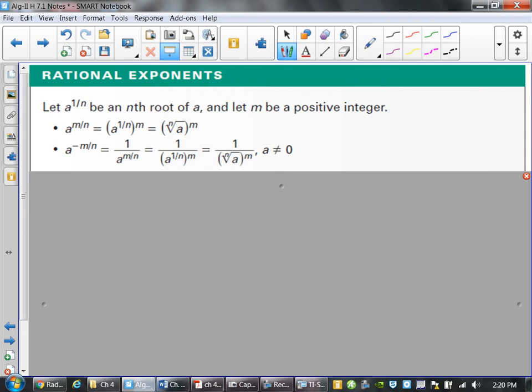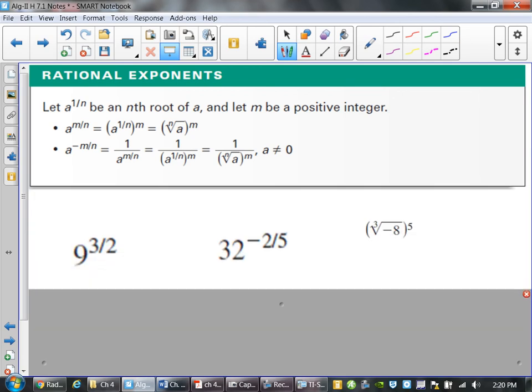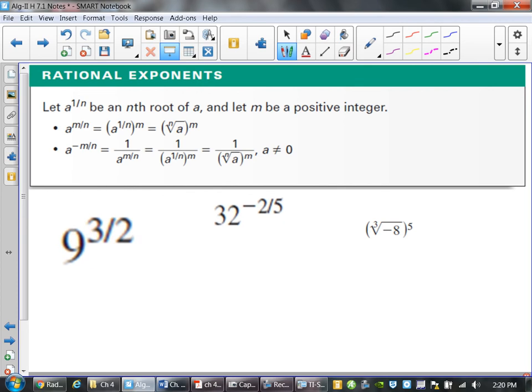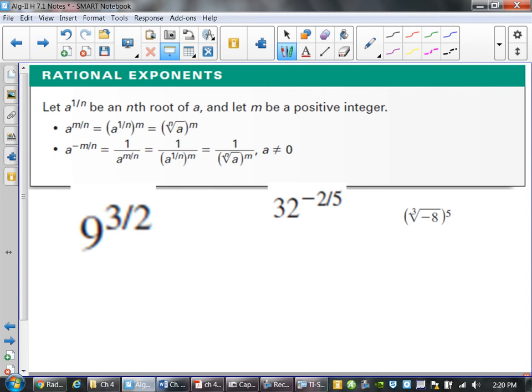Let me show you an example. 9 to the 3/2. When it's written in fractional exponents, what I want to do is rewrite it as an nth root. I want to put it in terms of square roots because those are easier for me to think about, because I know what the square root of 16 is and things like that.